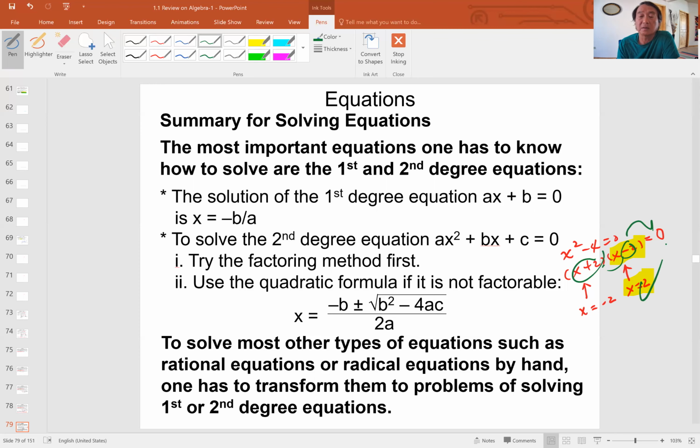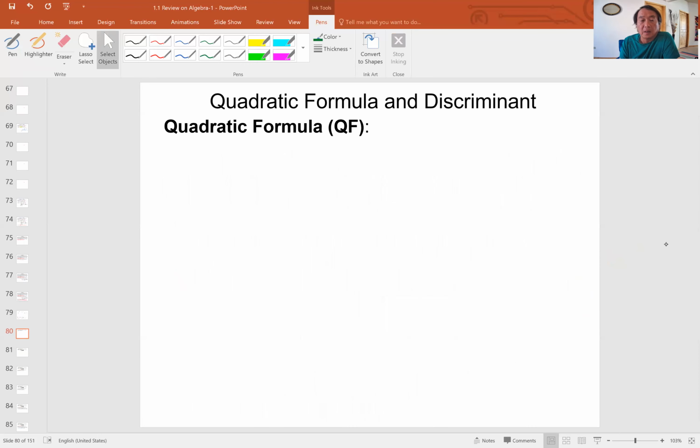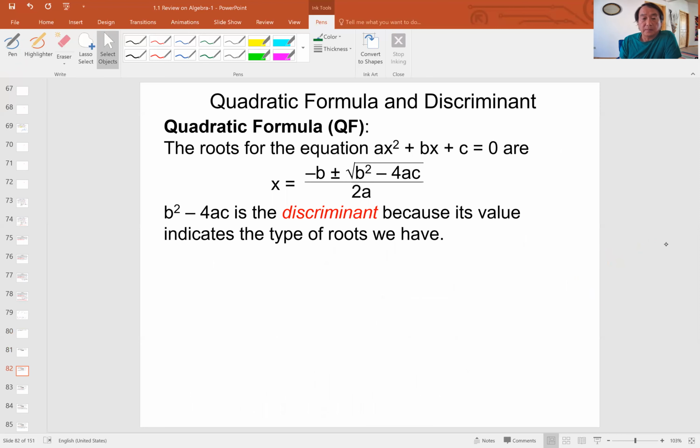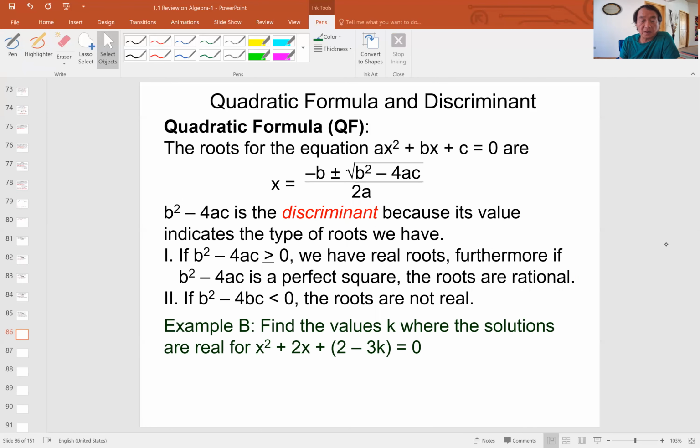So this one, check. If I cannot factor, then we do the quadratic formula. Okay. This quadratic formula. And in particular, the part that's important about the quadratic formula is the b squared minus 4c. And so you can read these, they tell you something about the roots.